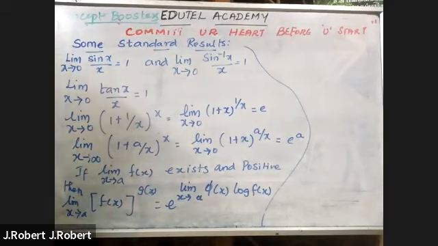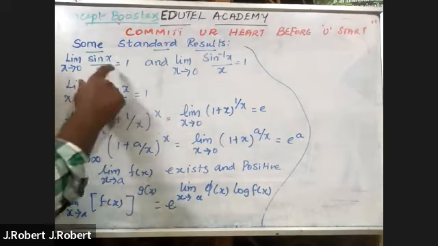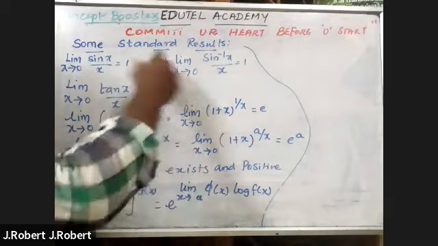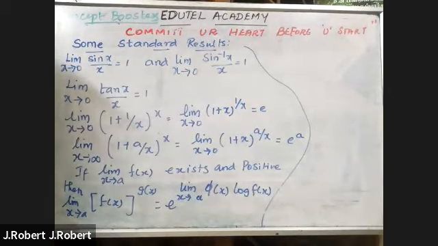Please take down. Okay. Limit x tends to 0, sin x by x is equal to 1. Limit x tends to 0, sin inverse of x by x is equal to 1. You must keep these in mind. Limit x tends to 0, tan x by x is equal to 1. Limit x tends to 0, (1 plus 1 by x) whole power x is equal to limit x tends to 0, (1 plus x) whole power 1 by x is equal to e. Limit x tends to infinity, (1 plus a by x) whole power x is equal to limit x tends to 0, (1 plus x a) by x is equal to e power a.